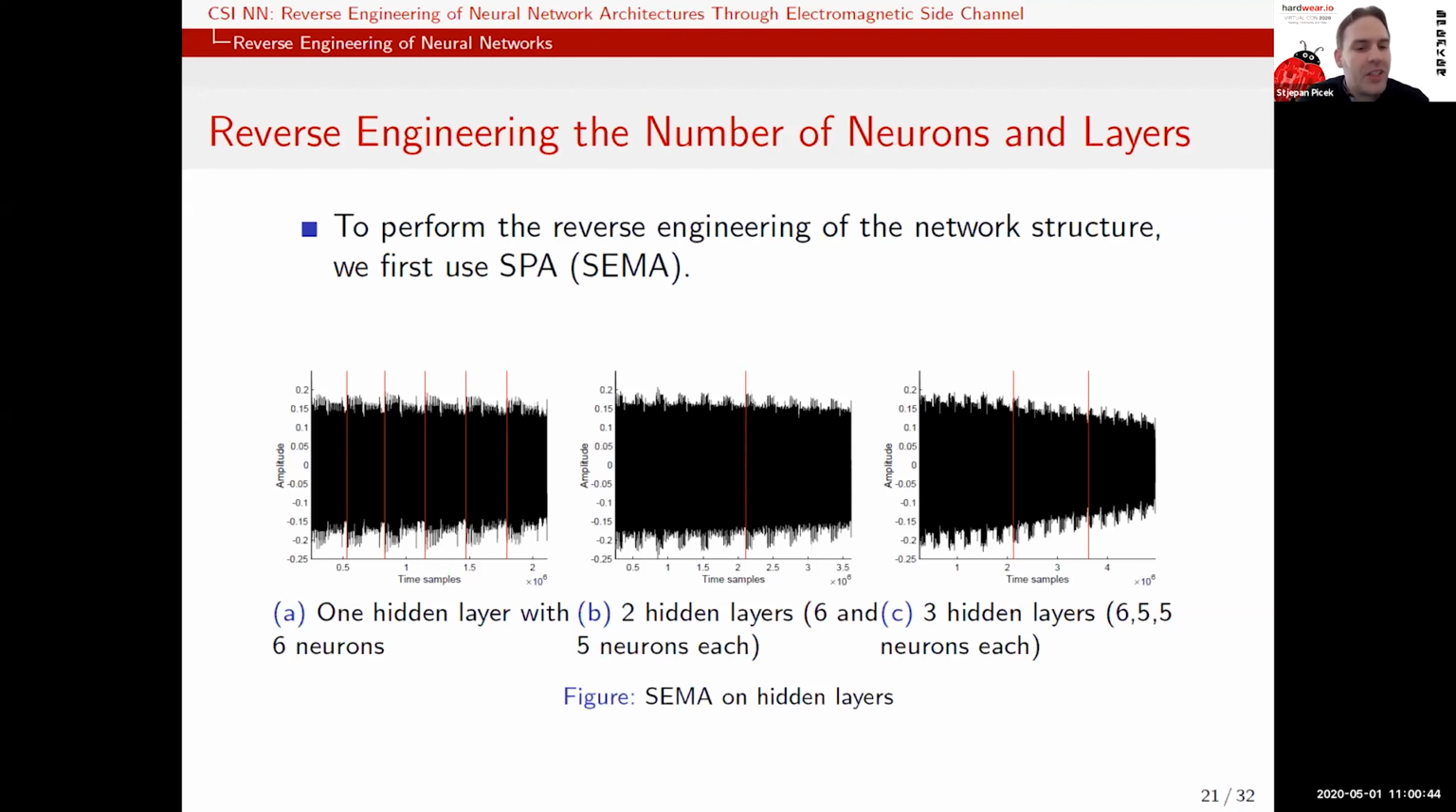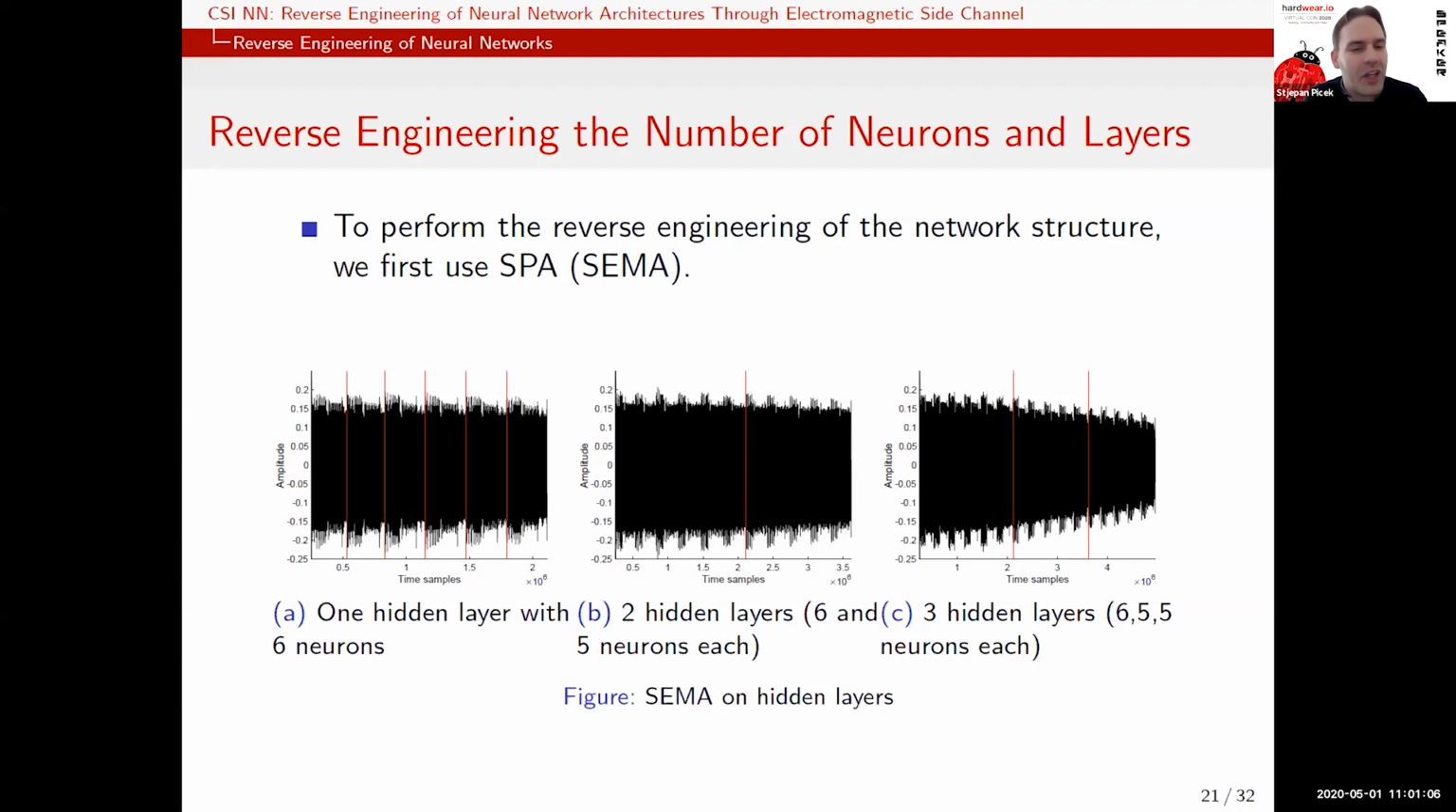So check here 3 different pictures. The first one is a very simple neural network, 1 hidden layer, 6 neurons. Then picture B is 2 hidden layers, 6 and 5 neurons. And 3 hidden layers, 6, 5, 5 neurons. So what we can see is that we can actually recognize patterns. At this point, forget about these red lines.